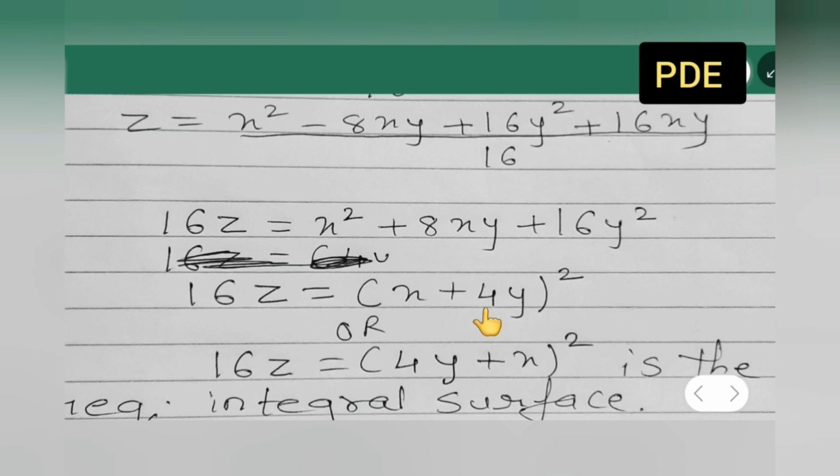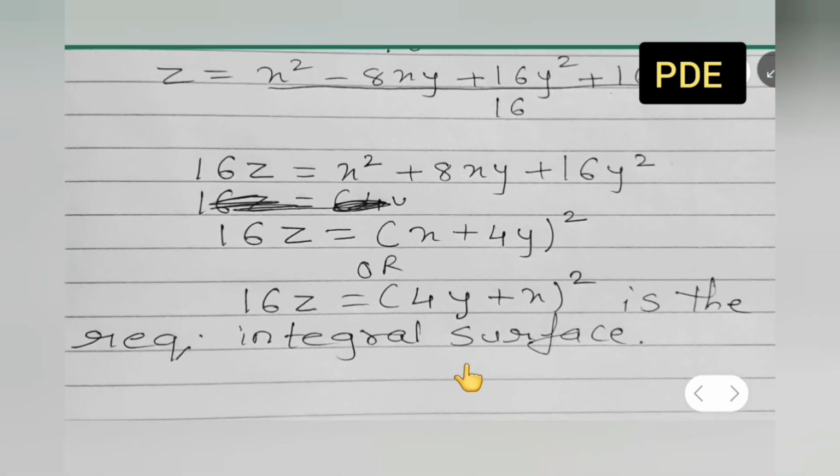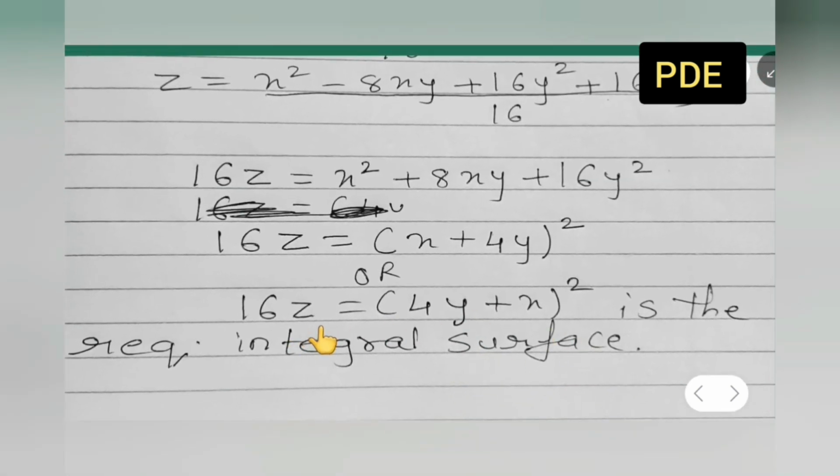You all can write this term like this, or you can even write it down like this: 16z is equal to (4y plus x) square. If you split it, what you will get? If you use the formula (a + b) the whole square, you will get x square plus 8xy plus 16y square only, okay, in this term. You all can even write it down like this also, okay. And then your final statement is 16z is equal to (4y plus x) the whole square, or 16z is equal to (x plus 4y) the whole square, which is the required integral surface, okay.